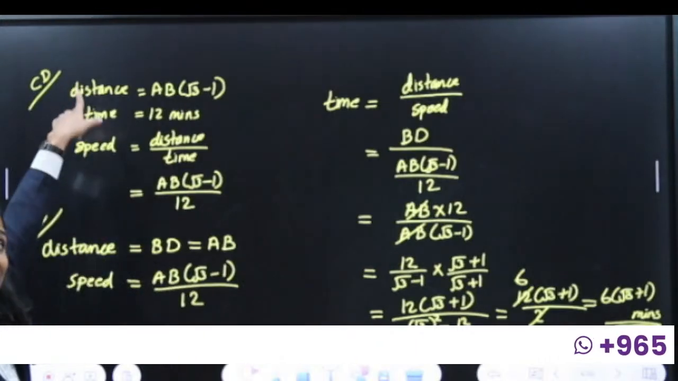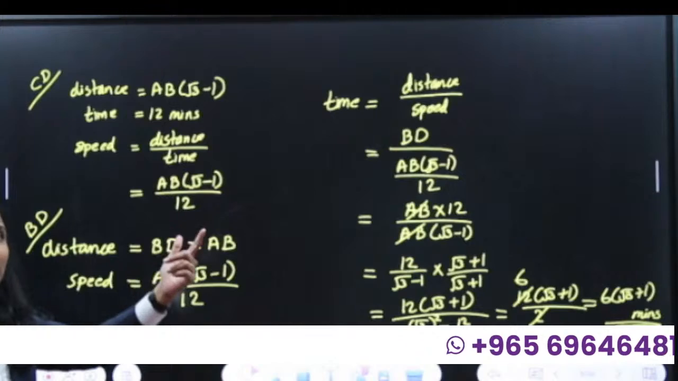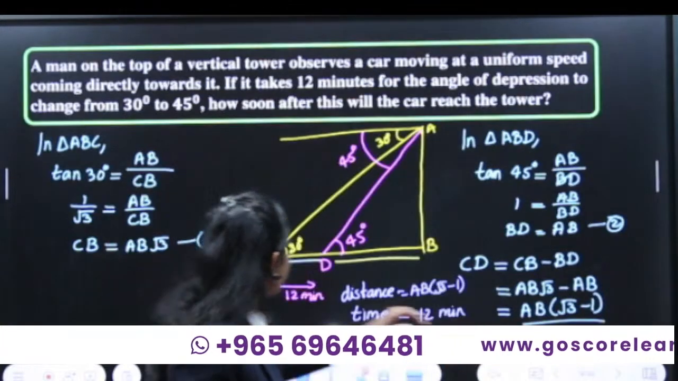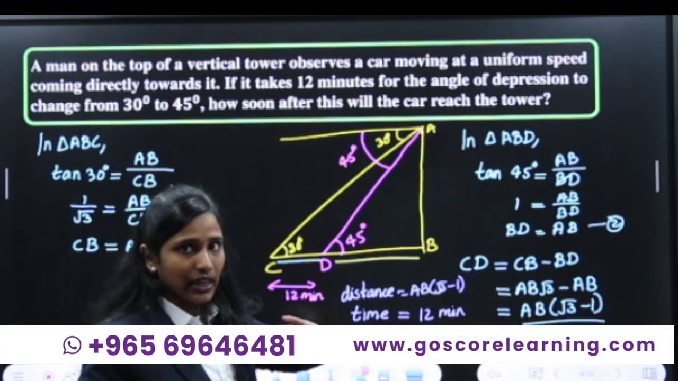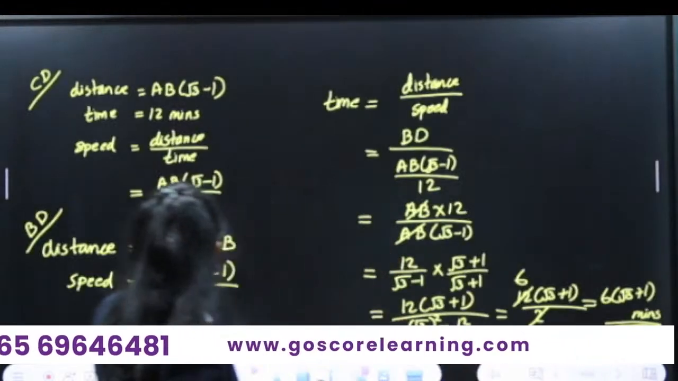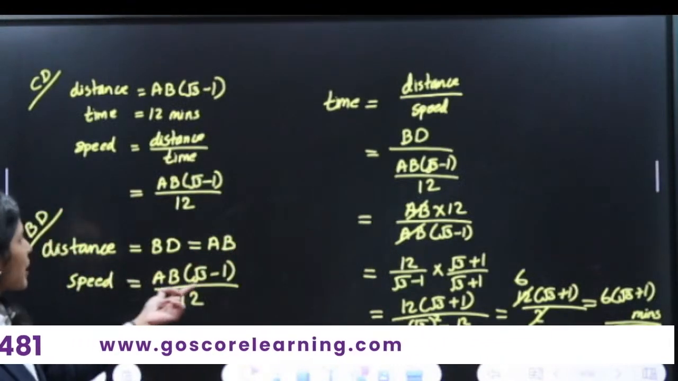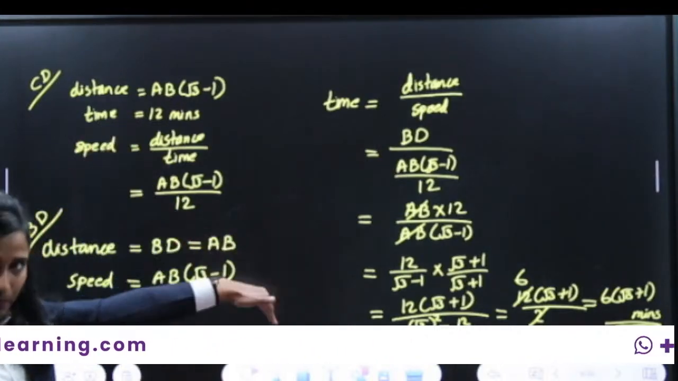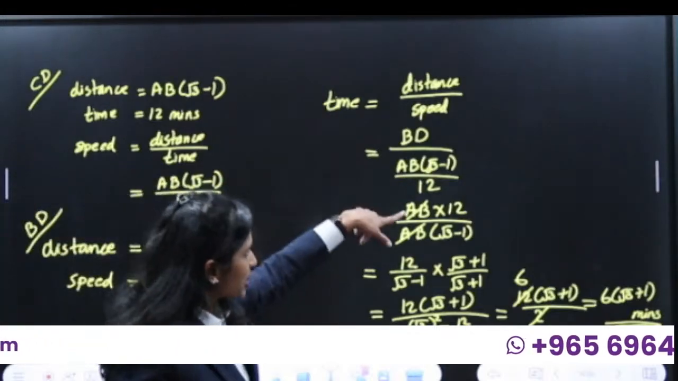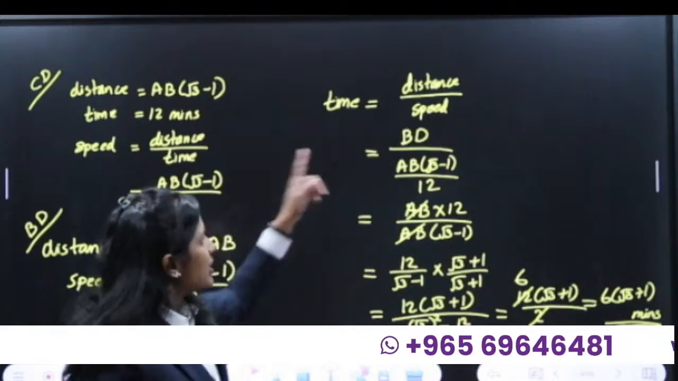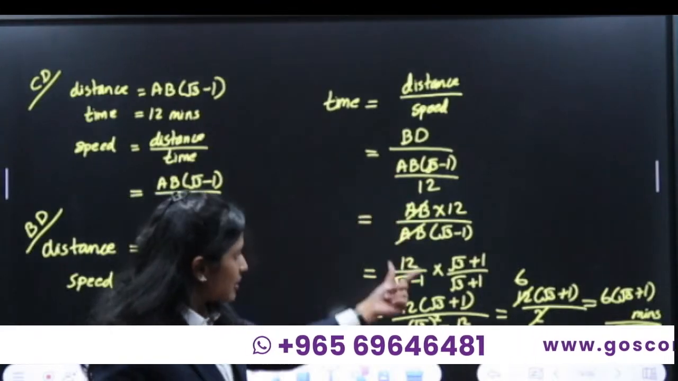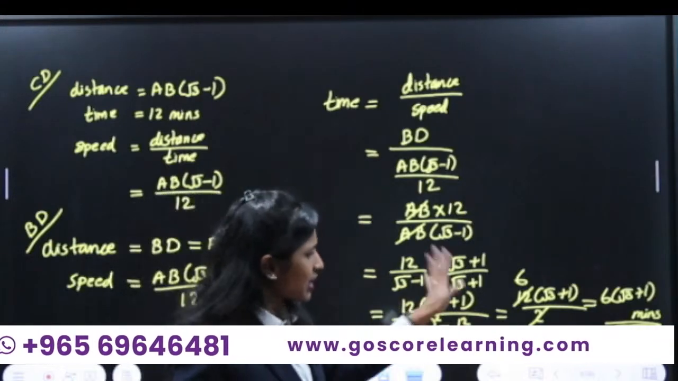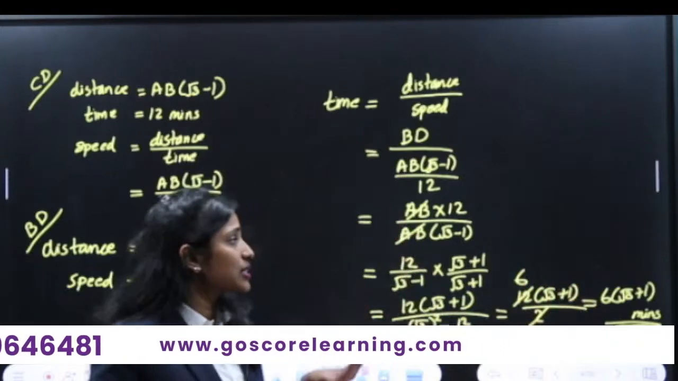Okay, using the distance c. Now we need to find the time taken for the car to travel from B to D. So we took the distance as BD, that is equal to AB, and speed as AB into root 3 minus 1 by 12. Using that, time is equal to distance by speed. Using that formula and simplification, we put BD as AB. Then we can cancel AB's, and next step you have to rationalize it. Then cancelling everything and simplifying, you will get the time as 6 into root 3 plus 1 minutes.